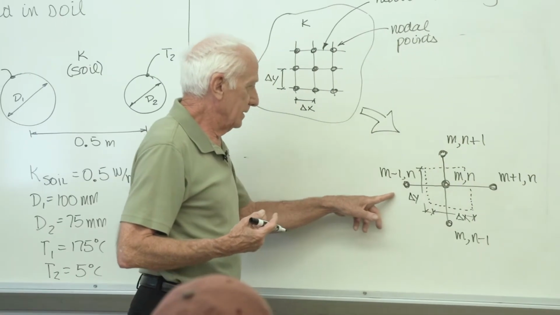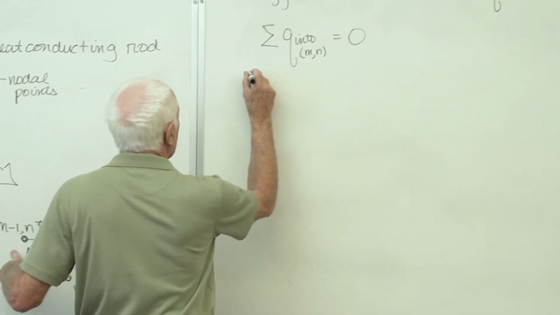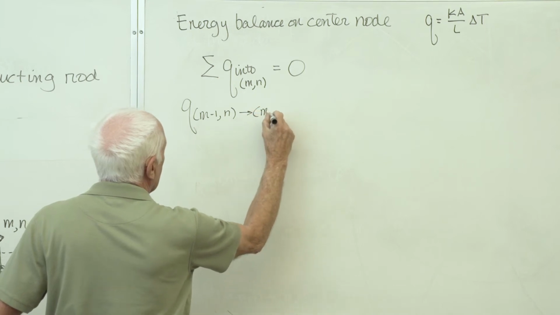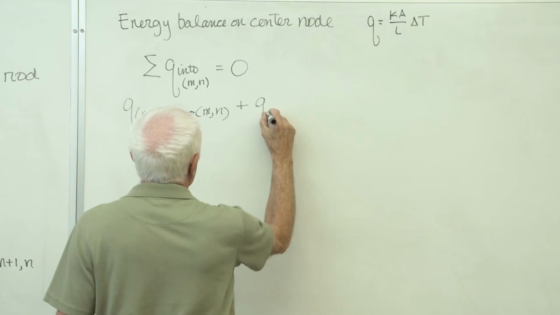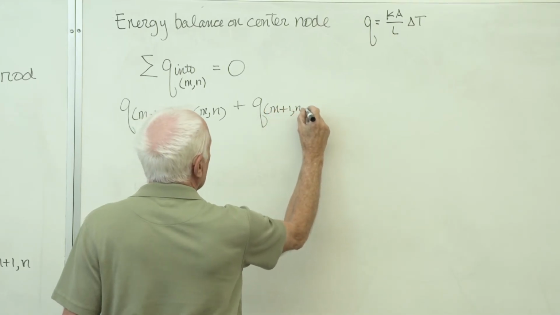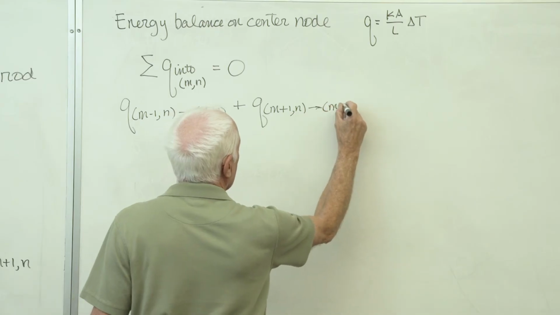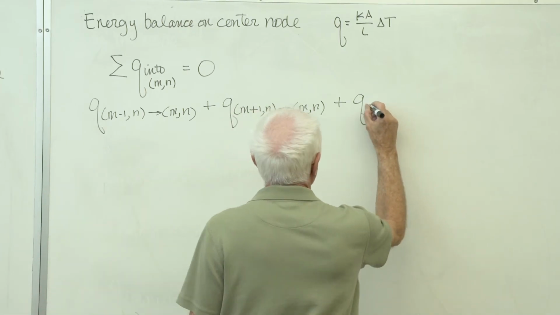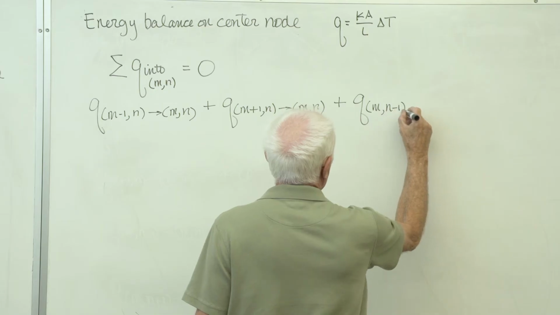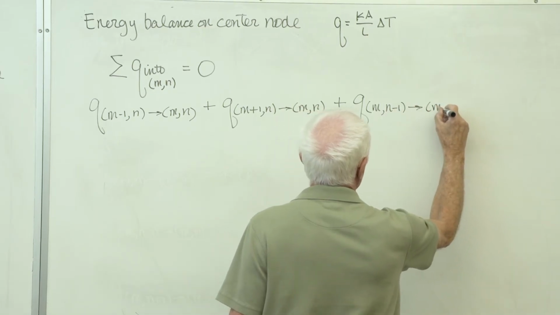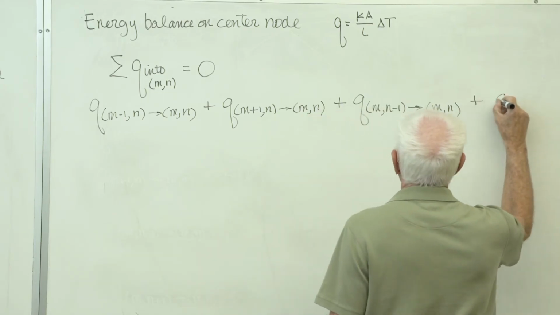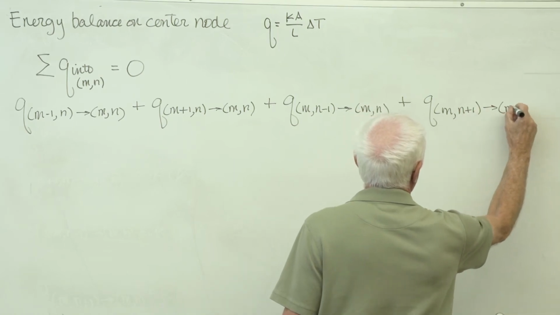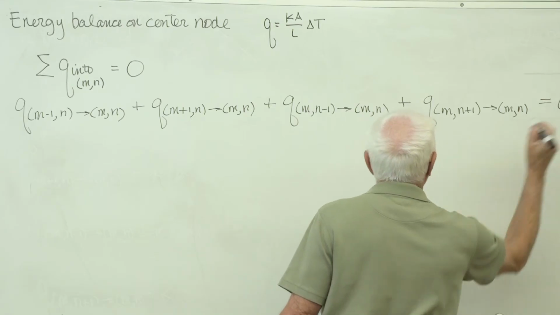Okay, let's start from him. Take him, Q m minus 1n, going to node Mn, plus Q m plus 1n going into node Mn, plus Q Mn minus 1 going into node Mn, plus Q Mn plus 1 going into node Mn, equal 0. Okay.